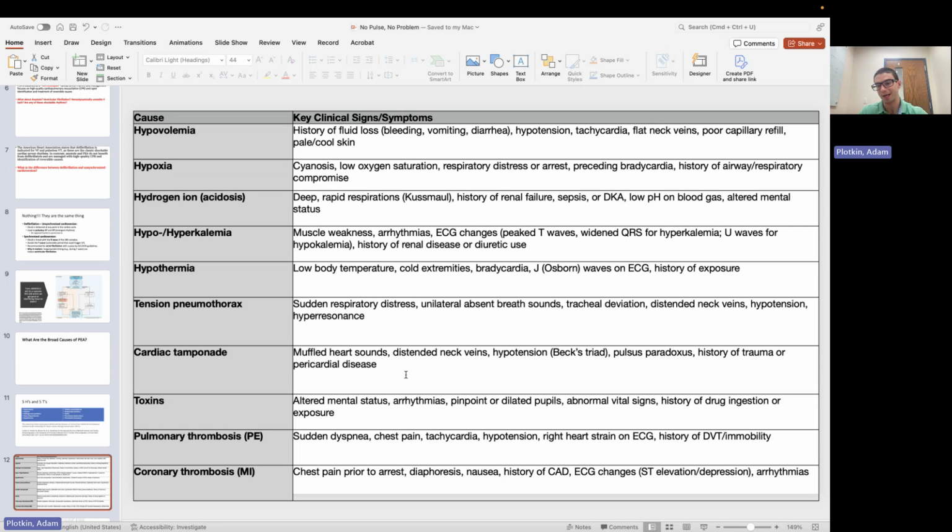So again, our Beck's triad: muffled heart sounds, distended neck veins, hypotension. We get a pulsus paradoxus where normally when I breathe in, my systolic blood pressure should drop by a little bit. If it drops by more than 10, that's considered pulsus paradoxus. Again, that's because when I breathe in, I'm bringing more blood flow back to the right side of my heart. And normally my heart should be able to be compliant and accept that and continue the blood flow forward.